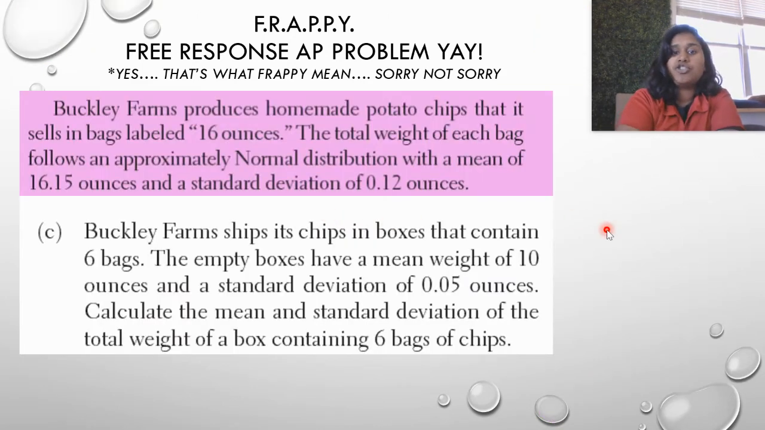Buckley Farms ships its chips in boxes that contain 6 bags. The empty box has a weight of 10 ounces and a standard deviation of 0.05 ounces. Calculate the mean and standard deviation of the total weight containing 6 bags of chips.